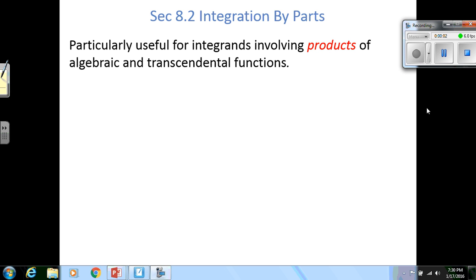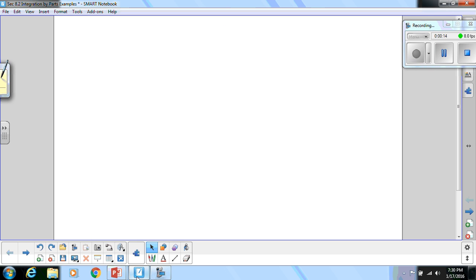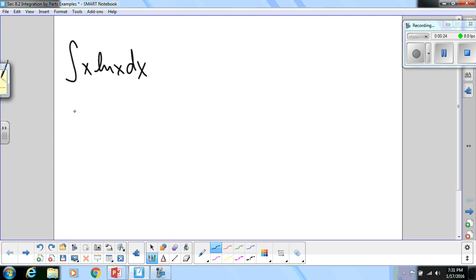Hello guys, we're going to start with 8.2, integration by parts, and this is particularly useful for integrands involving products of algebraic and transcendental functions. So for example, when I have something like the integral of x ln x, so far we haven't been able to integrate anything like that. Or if I have something like x squared times e to the x dx. See how we have an algebraic part and a transcendental part. So integration by parts is very useful for that.